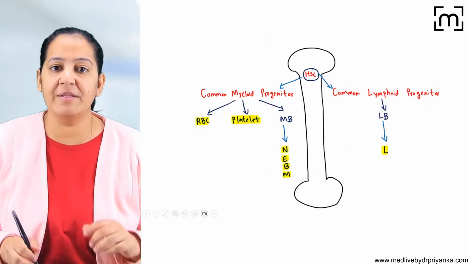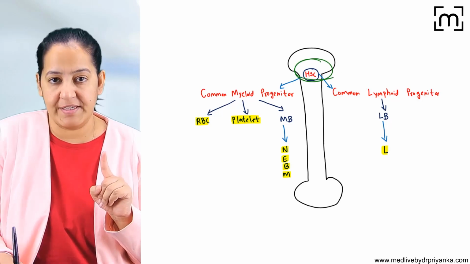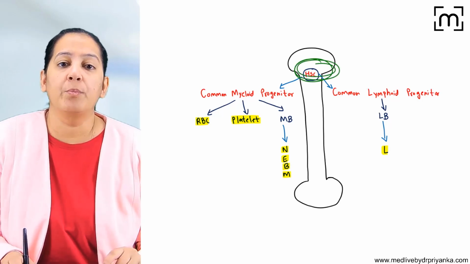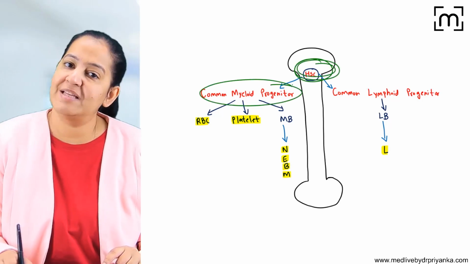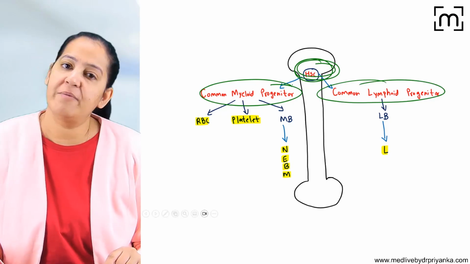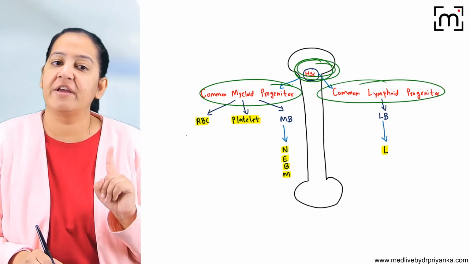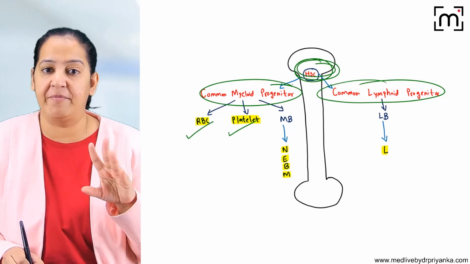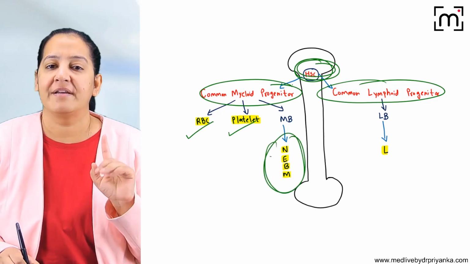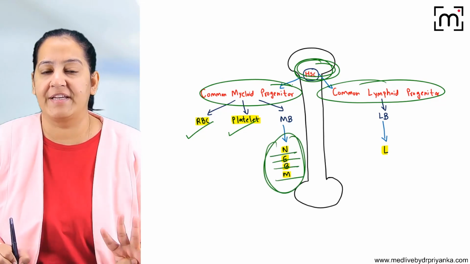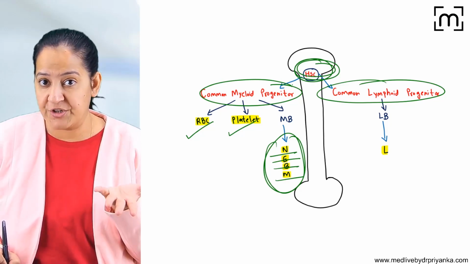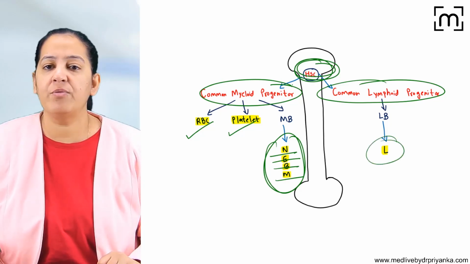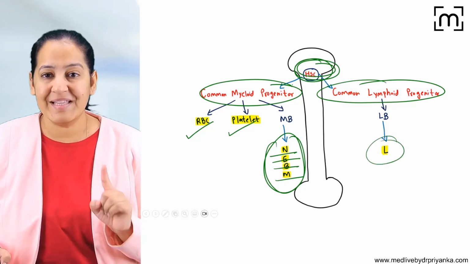So how are they formed in the bone marrow? The first cell is the hematopoietic stem cell. It gives rise to 2 progenitors: the myeloid stem cell or myeloid progenitor, and the lymphoid stem cell or lymphoid progenitor. The myeloid progenitor gives rise to all RBC, all platelets, and among the 5 types of WBC, 4 of them are formed here. That is neutrophil, eosinophil, basophil, and monocyte. Lymphocyte is not formed by the myeloid progenitor. The lymphoid progenitor gives rise to lymphocytes.